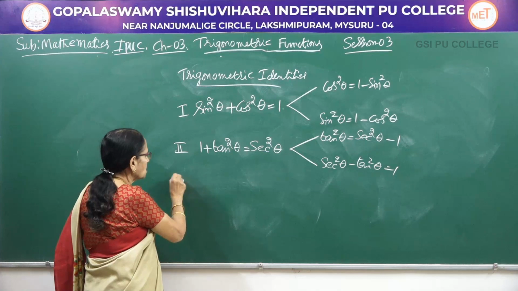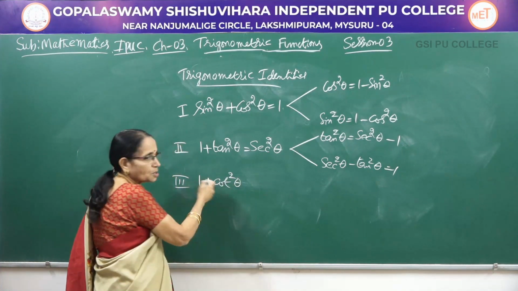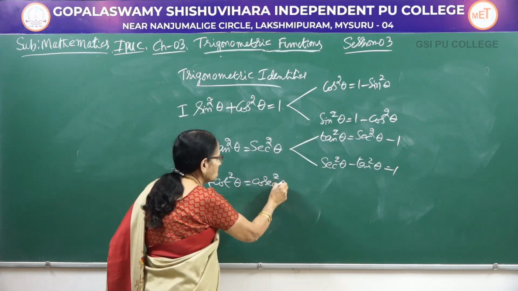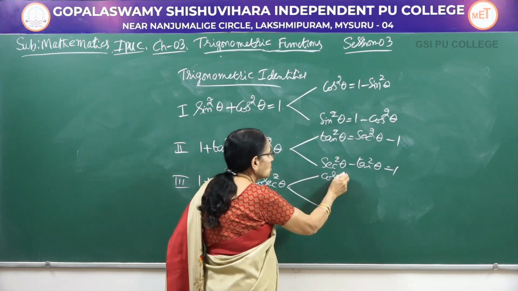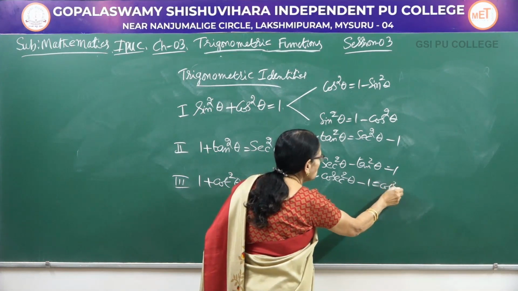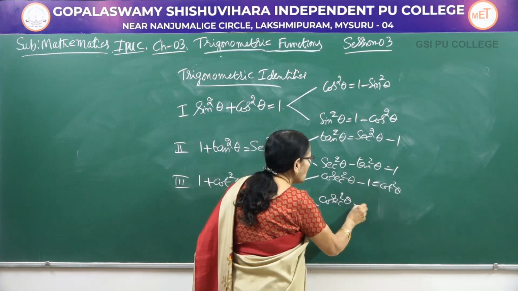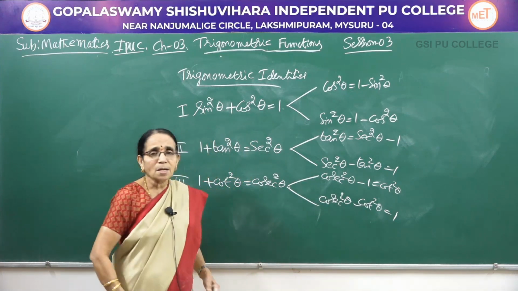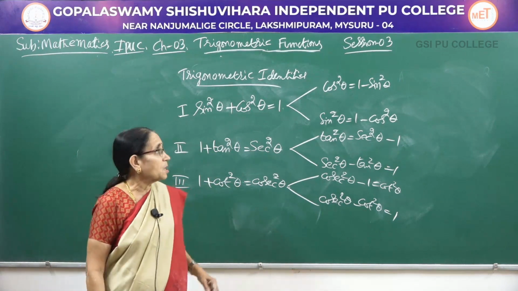Come to the third one. It is 1 plus cot square theta. Some write it as cot square theta plus 1. Both are correct. It is equal to cosecant square theta. Here also it can be expressed in two different ways. Cosecant square theta minus 1 is equal to cot square theta, and cosecant square theta minus cot square theta is equal to 1. So, each trigonometric identity can be expressed in two different ways.